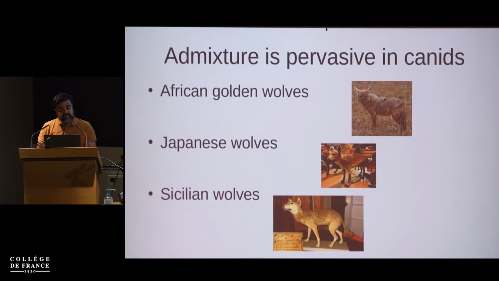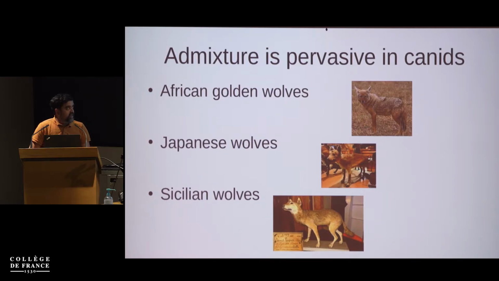Although I'm not entirely sold on calling it hybrid speciation, to make it sound a little better, hybrid speciation, right? As you can see here, the top one, I'm first going to talk about the African golden wolf, which is a recently nominated species. And then I'm going to talk about wolves from Japan and Sicily.